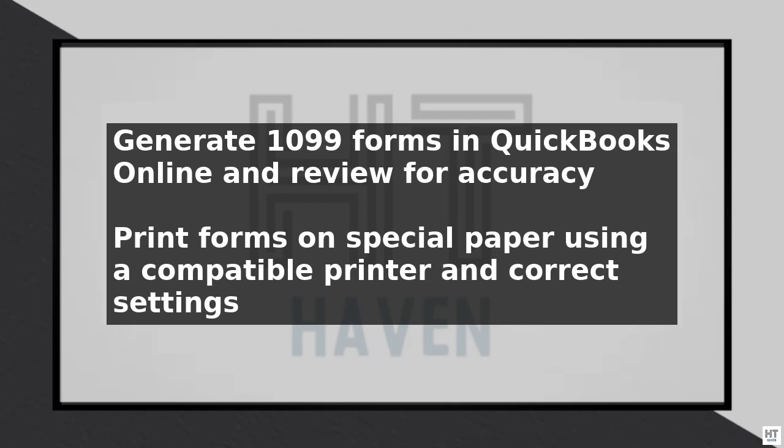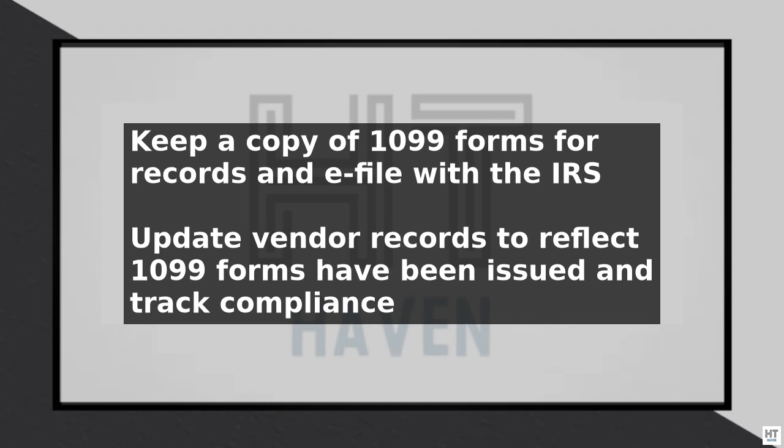QuickBooks Online provides the option to e-file the forms, which can save time and reduce the risk of errors. Finally, after printing and filing the 1099 forms, update the vendor records to reflect that the forms have been issued. This will help you keep track of which vendors have received their 1099 forms and ensure that you are in compliance with IRS regulations. By following these steps, you can accurately and efficiently print 1099 forms in QuickBooks Online.